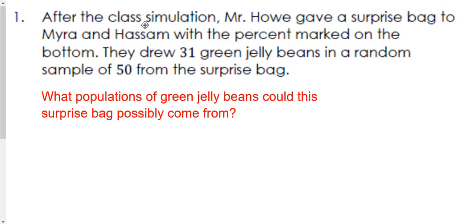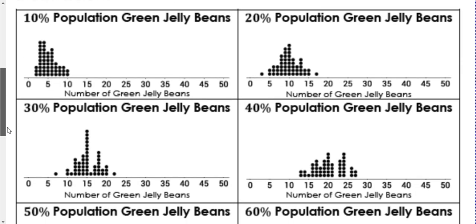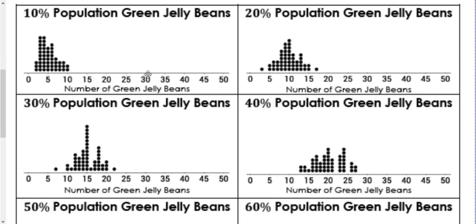So it said after the class simulation, Mr. Howe gave a surprise bag to Myra and Hassam with a percent marked on the bottom. They drew 31 green jelly beans in a random sample of 50 from the surprise bag. So what populations could this surprise bag come from? Well, if we go back and look over here, so 31 is over here. So definitely there's just no way that that was a 10% population jelly bean bag. There's just no way. I mean, 31 is way over here.